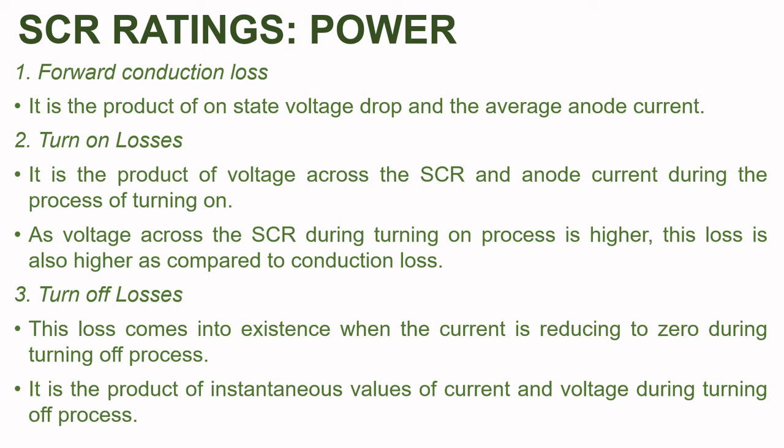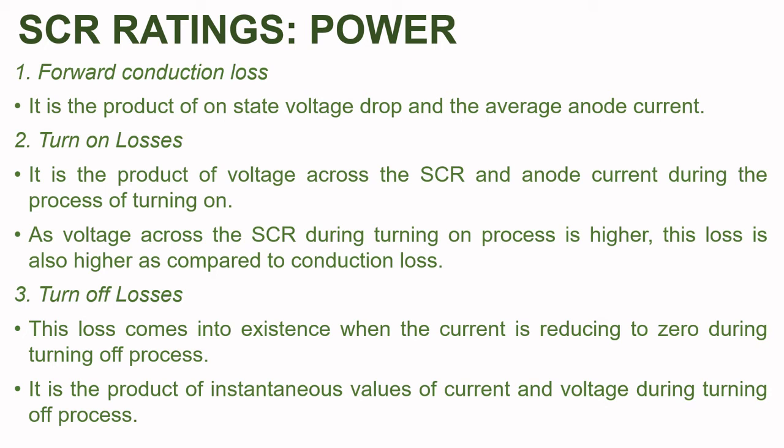Next rating is turn on loss. It is given as the product of voltage across the SCR and anode current during the turn on process. As the voltage across the SCR is high at the time of turning on and also the current is rising, hence the power loss in the SCR during the turn on process is higher as compared to that of the forward conduction loss.